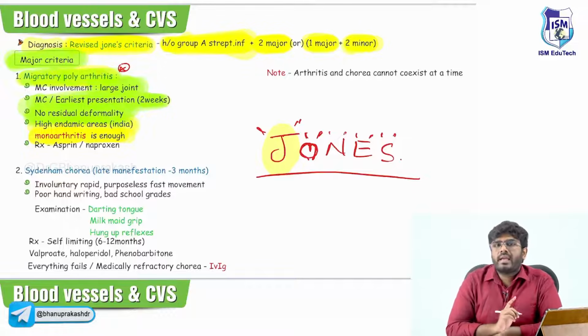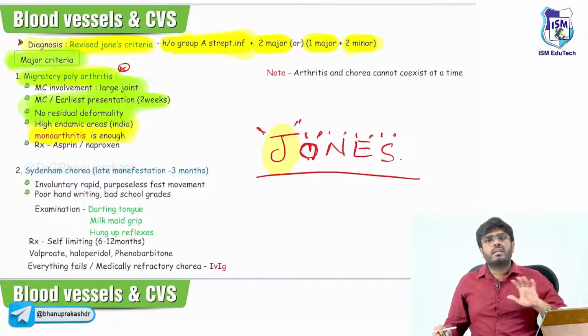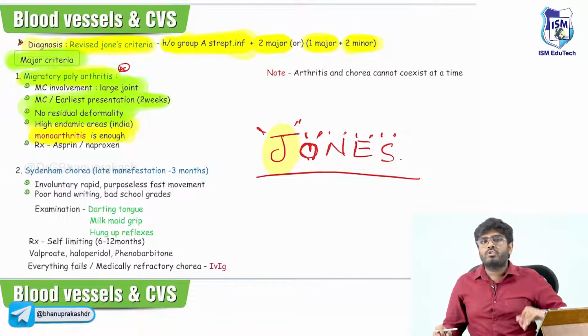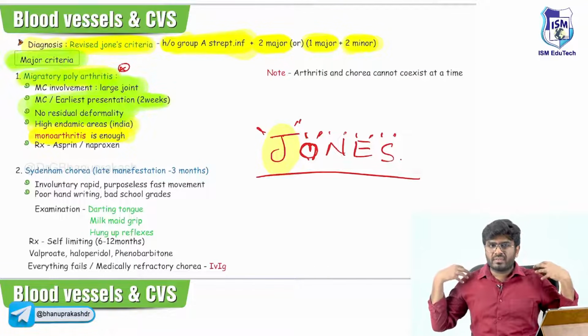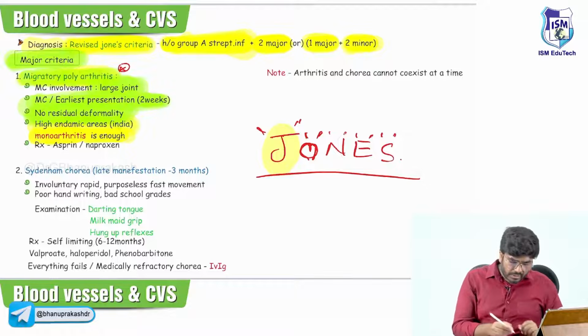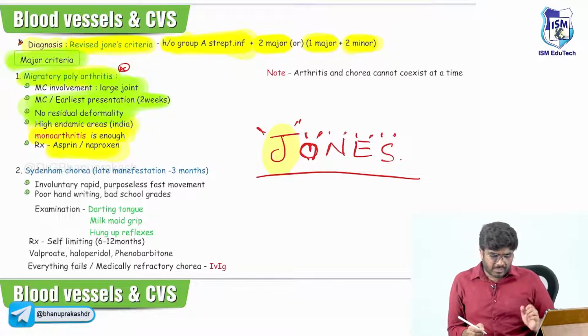Again and again I'm telling you, this is not going to be a big problem. It will be resolved. It's a non-erosive arthritis. No deformities are going to be seen. But if the boy or the girl is suffering with pain, if they are crying, you can give non-steroidal anti-inflammatory drugs like aspirin or naproxen. Simple aspirin, naproxen is enough, sir.